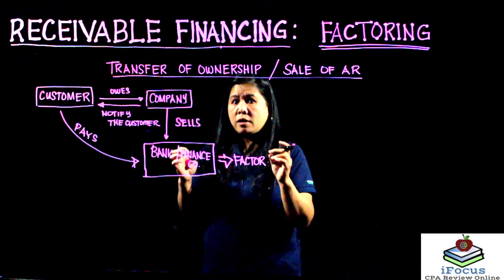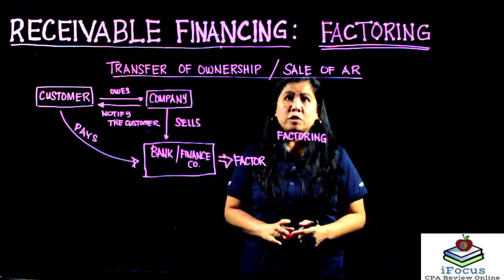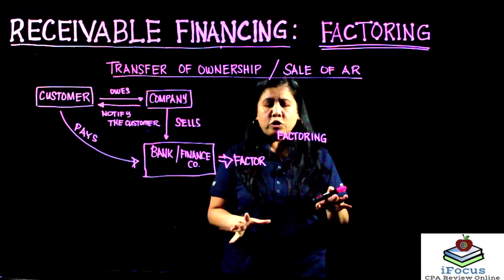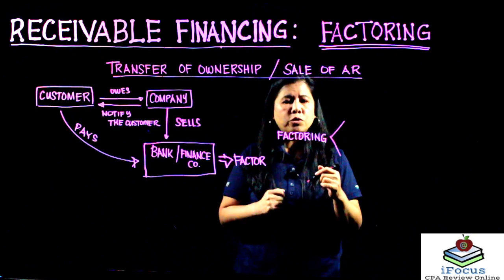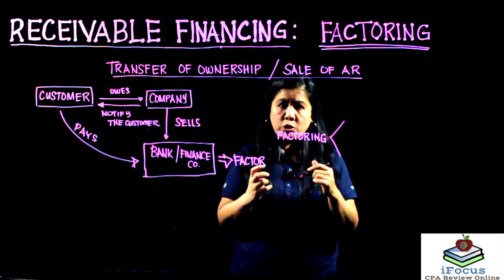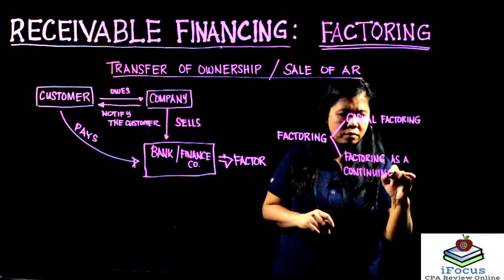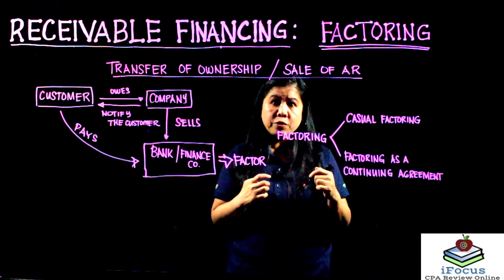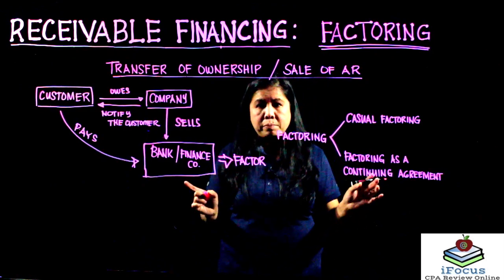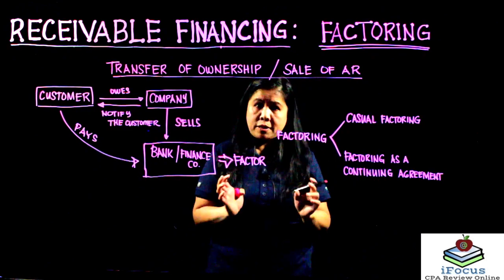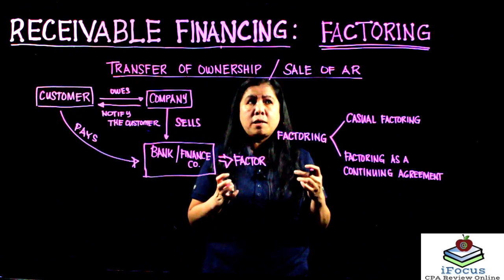So ganito po yung transaction ng pag-transfer ng ownership ng company or pagbenta ng accounts receivable sa bangko or any other financial companies. So, itong factoring na ito, may dalawang klase ito. The first one is what we call casual factoring, and the other one is factoring as a continuing agreement. So, ang casual factoring, this is a sale of your existing accounts receivable. So, this is a one-time transaction. So, binibenta mo na kung ano yung existing na accounts receivable mo.